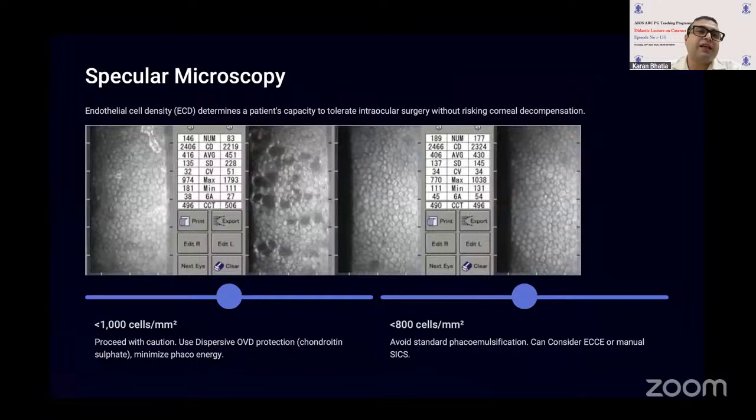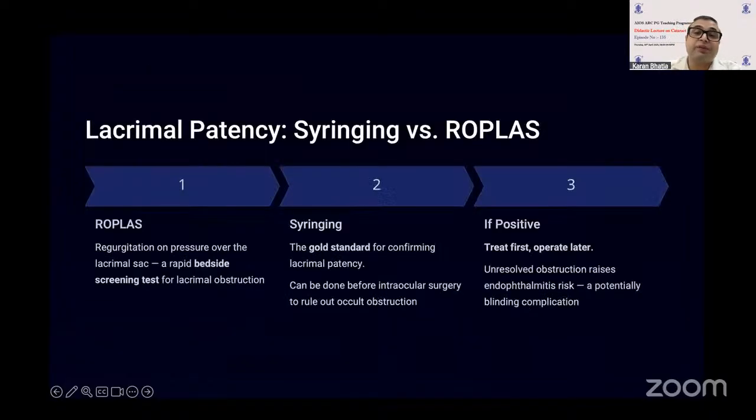Next is the specular microscopy. Now, any count less than 1000, I'm talking about the cell density that you mentioned over here, you need to proceed with caution and use dispersive OVD, high molecular weight dispersive OVD that has chondroitin sulfate, and minimize the phaco energy. Now, if a case like this has guttae, this is Fuchs endothelial dystrophy, you need to be more careful with these things. And sometimes when the count is less than 800, you need to consider other options such as a SICS or an ECCE.